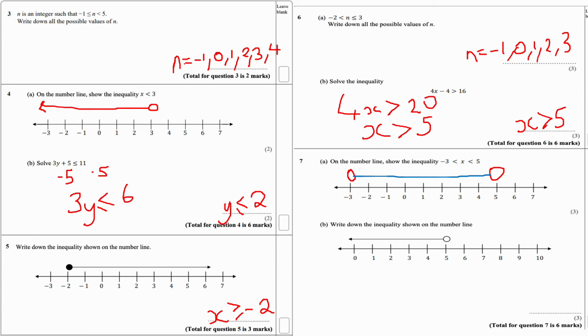Okay, part B. Write down the inequality shown in this number line. Well, it's less than 5. So x is less than 5 because it's a hollow circle.